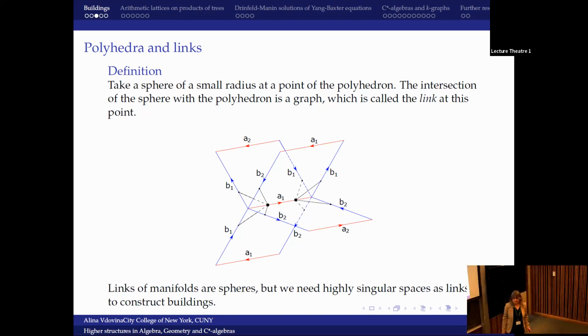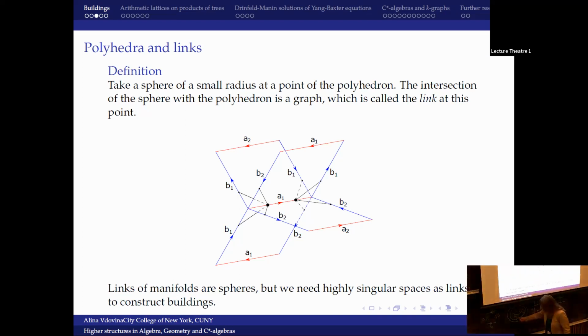This link is not unique, right? If you have a polyhedron, then the link is unique. It's the intersection, it's a graph, right? Of course, up to graph isomorphism. Of course, you cannot say anything about the lengths and so on, but here, the link is always this graph, right? So, let's have another elementary example, say a tetrahedron.